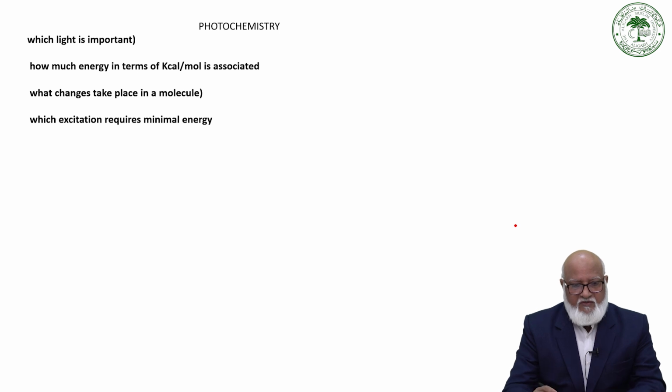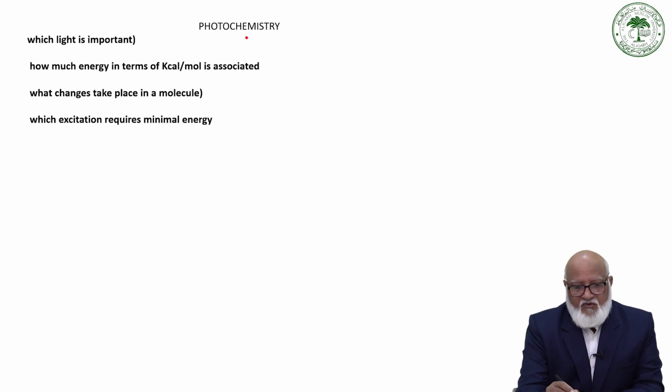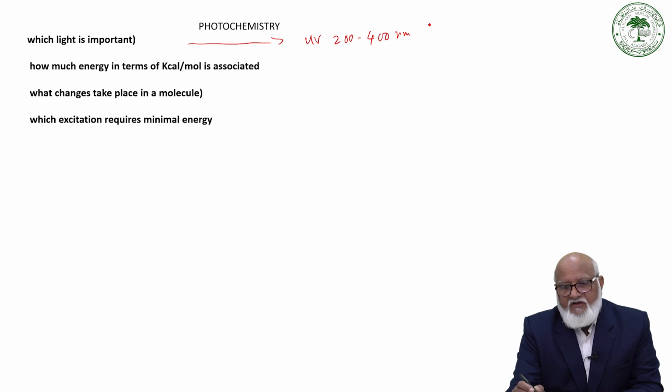First of all, when you are talking about photochemistry, it is the interaction of light with the molecule. So which light is important? It is mainly the UV light, ranging from 200 to 400 nanometer, or in other words, 2000 angstrom to 4000 angstrom. So this is the range of UV light. When we shine UV light, what does the molecule undergo?